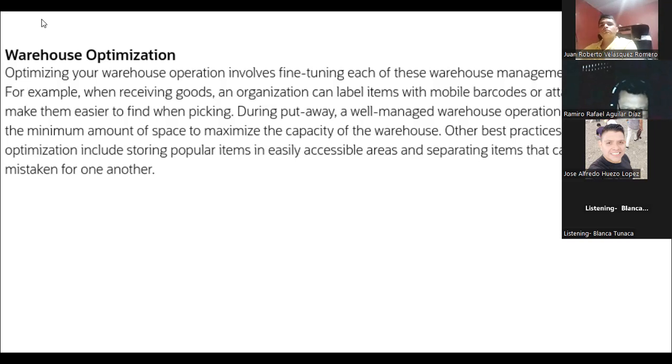What is mistaken? Mistaken. Mistake is error. Equivocándose. Very good. So yeah, that would be mistakes. So the word is mistaken. That is the past participle of mistake.